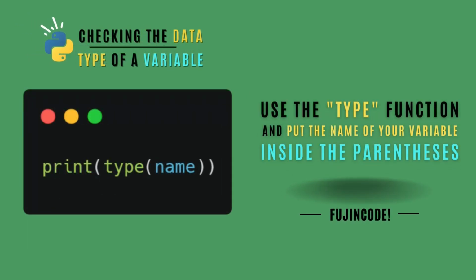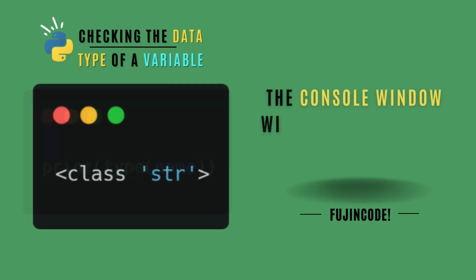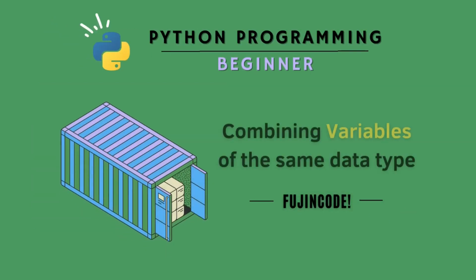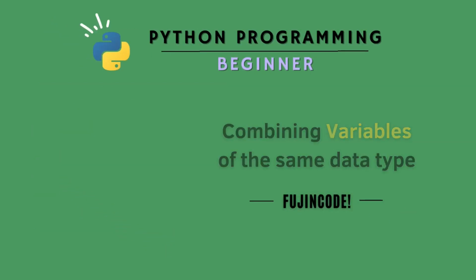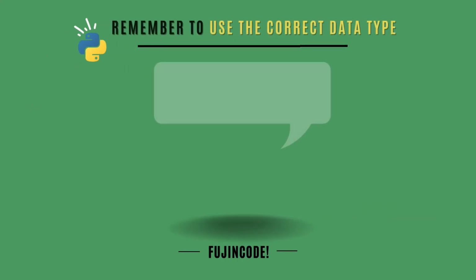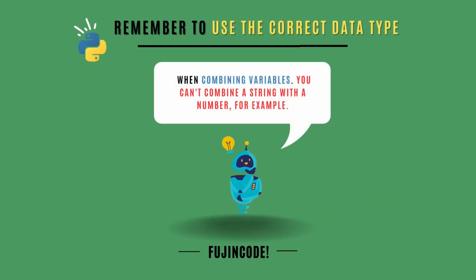Checking the data type of a variable. To check the data type of a variable, use the type function and put the name of your variable inside the parentheses, like this. The console window will display the data type of the variable. Combining variables. To combine variables of the same data type, use the plus sign like this. Remember to use the correct data type when combining variables. You can't combine a string with a number, for example.